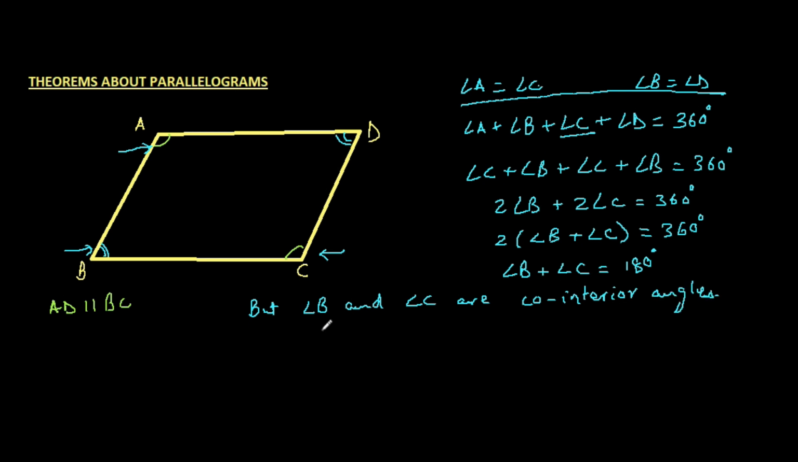And we know that co-interior angles, if in a pair of lines they add up to 180 degrees, then the lines are parallel to each other. So therefore we can easily conclude that AB is parallel to CD. So we can again write that here, AB is parallel to CD. So now how have we proved that this is a parallelogram? AD is parallel to BC, so that means this line is parallel to this line, and AB is parallel to CD. So that means this line is parallel to this line.